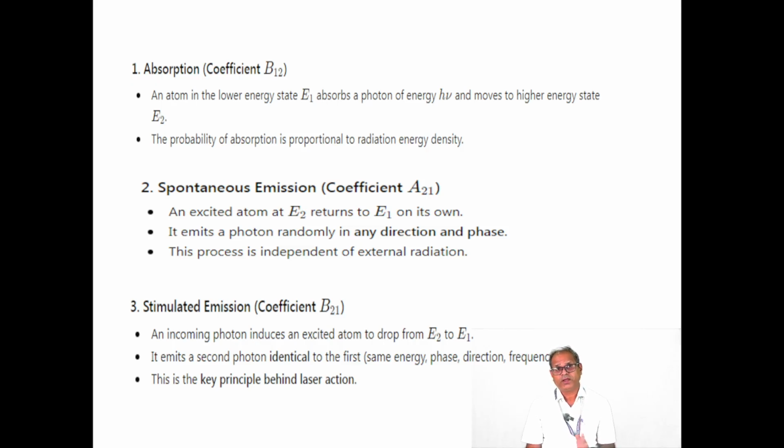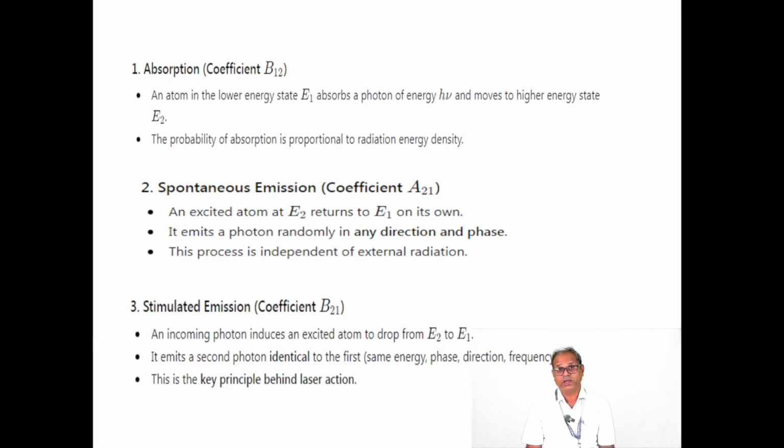The second coefficient is spontaneous emission, that is coefficient A21. Already atoms are in the excited state for spontaneous emission, and they will try to return to the ground state, that is the E1 state, on their own. So, when they come from the excited state to the lower energy state, they are independent of any external photon, which is why they emit light in any direction.